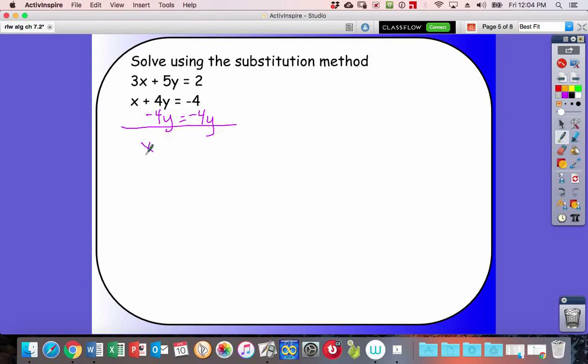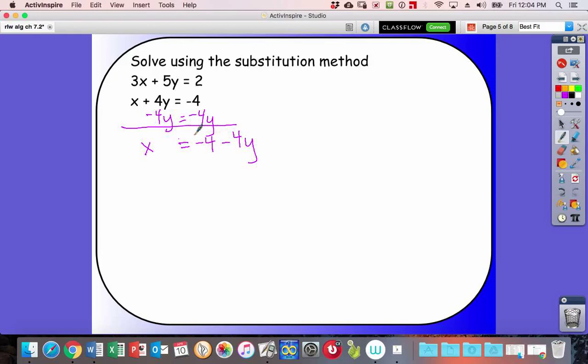And I get x and 4y minus 4y is 0. And I get negative 4 minus 4y. That's a mistake a lot of people make. It's negative 4 minus 4y. Now that's not very pretty, but I can leave it just like that. X is equal to negative 4 minus 4y.